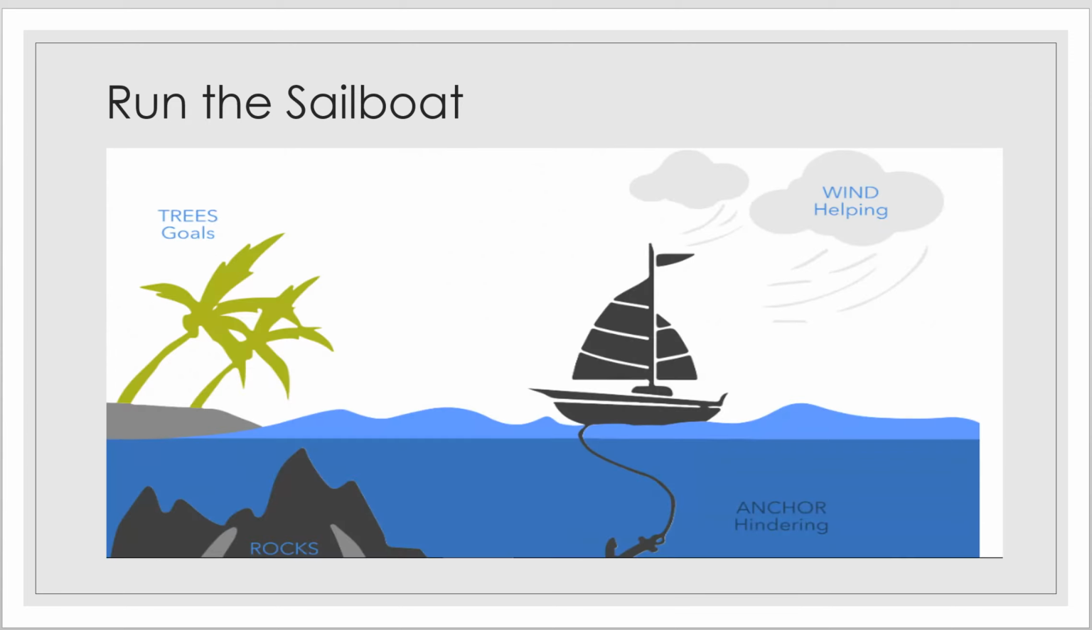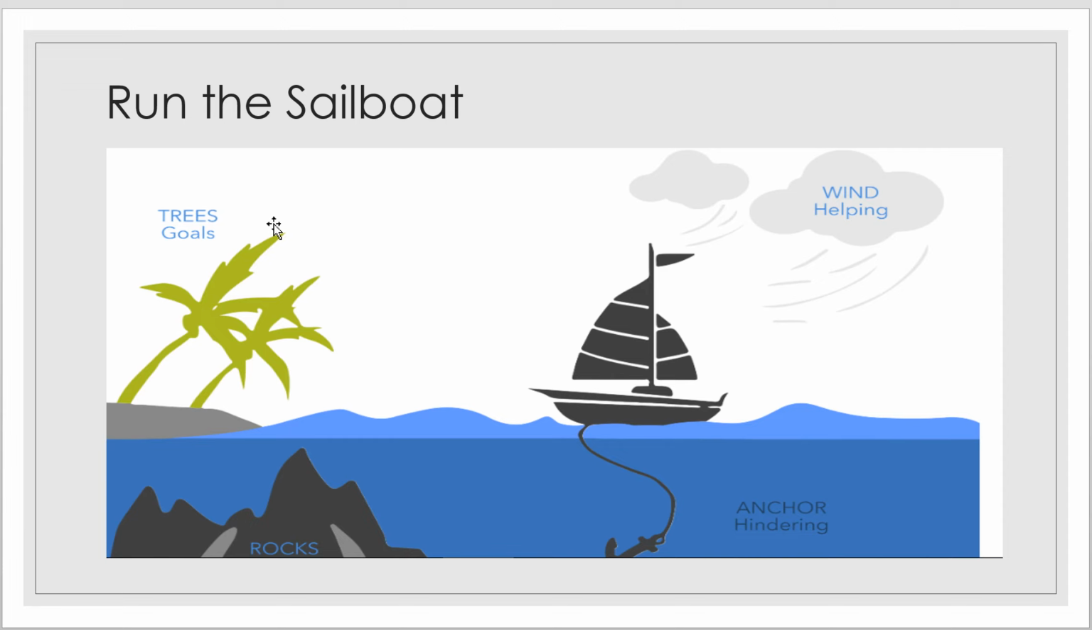Okay, then the next technique that we have is Run the Sailboat. The retrospective voyage uses a sailboat as a metaphor to help agile teams reflect on their iteration or program improvement, review their practices, and identify ways to improve.